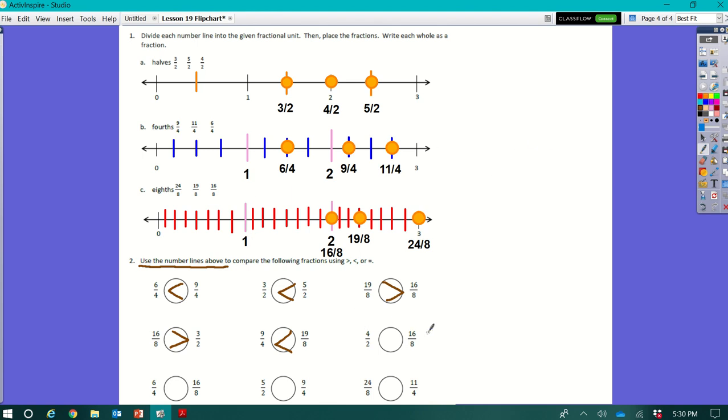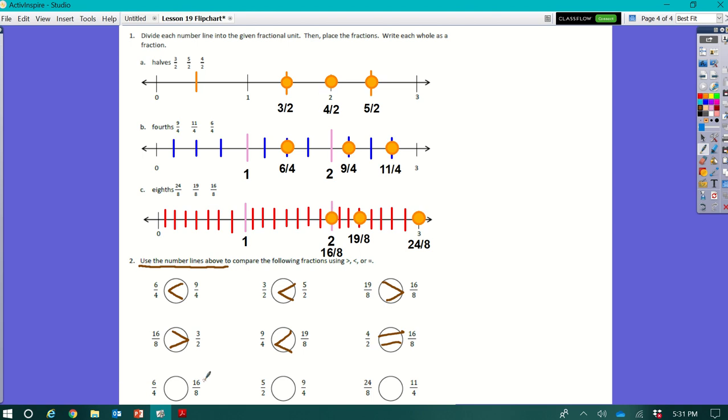Okay, 4/2 and 16/8. Here's 4/2 and here's 16/8. What do you notice about both of them? Good, 4/2 is actually at the whole number 2 because 4 divided by 2 is 2. And 16/8 is right at the whole number 2 because 16 divided by 8 is 2. So these two fractions are what? They are equal. They are at the same point on the number line.